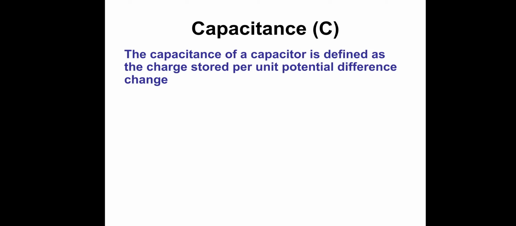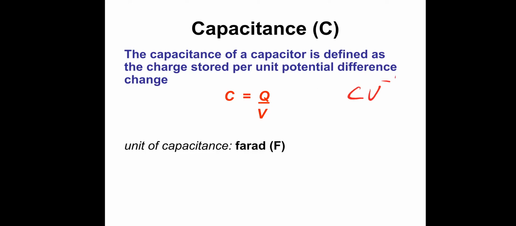So what is capacitance? Capacitance of a capacitor is defined as the charge stored per unit potential difference change. So capacitance is charge over voltage. The unit of capacitance is farads. Because of the Q over V, it's also coulombs per volt. So 1 coulomb per volt is 1 farad.